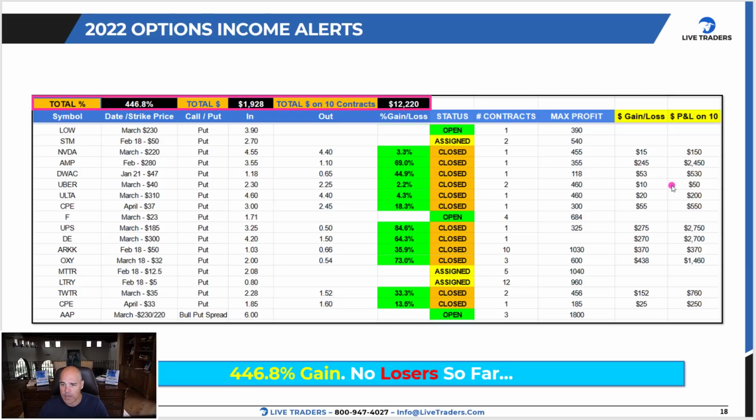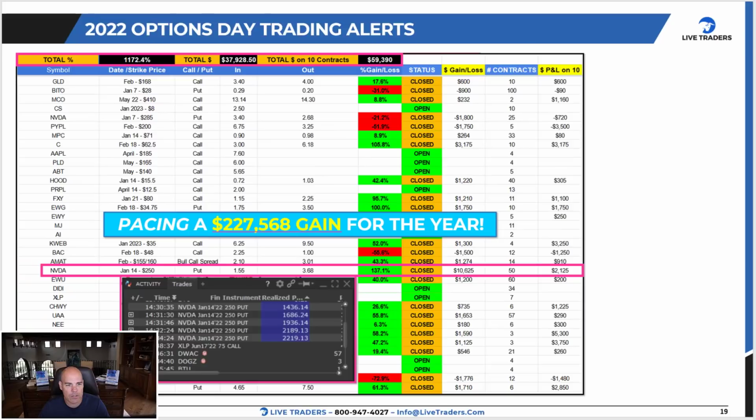So if you did 10 contracts on all these, you'd be up 12 grand. Unwall's actual is right here, the contracts he's taken on these. All right, so you're like, $1,900 isn't much. It's early in the year, and this is a longer term portfolio. If I move down to the options day trading alerts, holy smokes. Unwall's up almost 40 grand, right? And I didn't take a full picture.